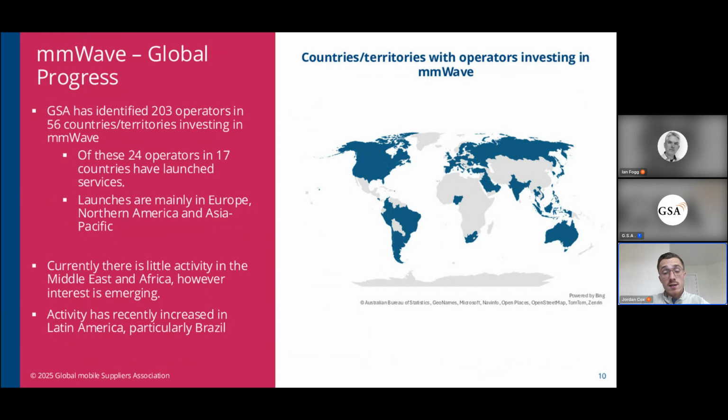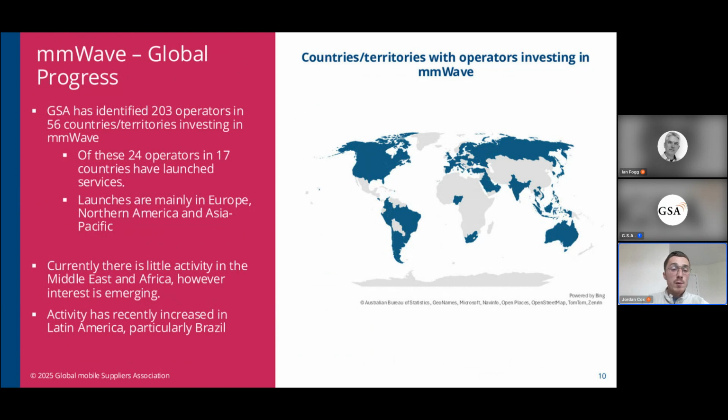And out of these, 24 operators in 17 countries have launched commercial millimeter wave services. Some of the earliest adopters include Verizon in the United States, which launched millimeter wave 5G as early as 2019, focusing on dense urban areas, SK Telecom in South Korea, and NTT Docomo in Japan, who also rolled out millimeter wave services relatively early, leveraging it for enhanced mobile broadband and enterprise applications.